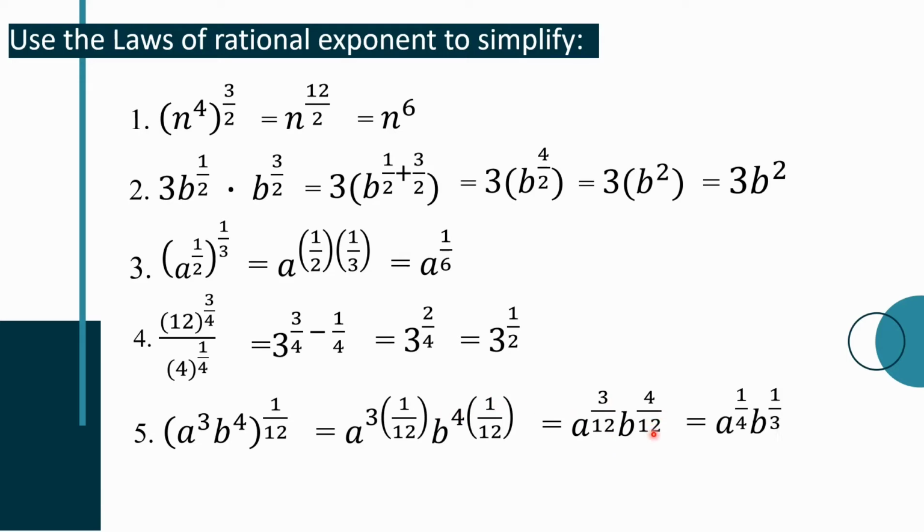Then let us just simplify. Ang 3/12 ay 1/4. Ang 4 over 12 when simplified is 1/3. So this is our final answer. Okay?